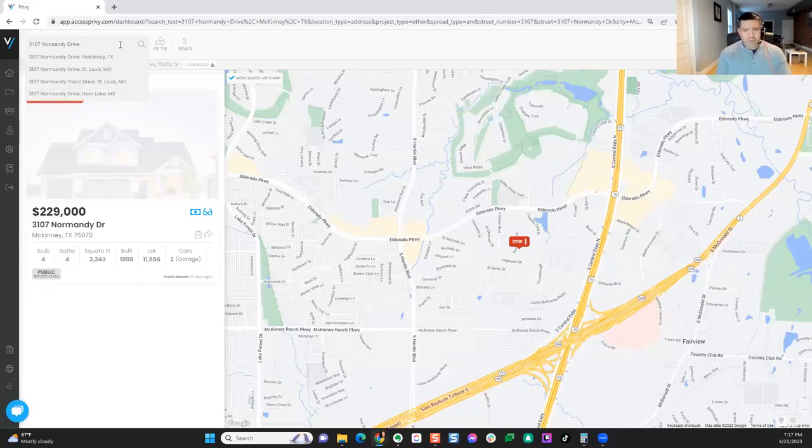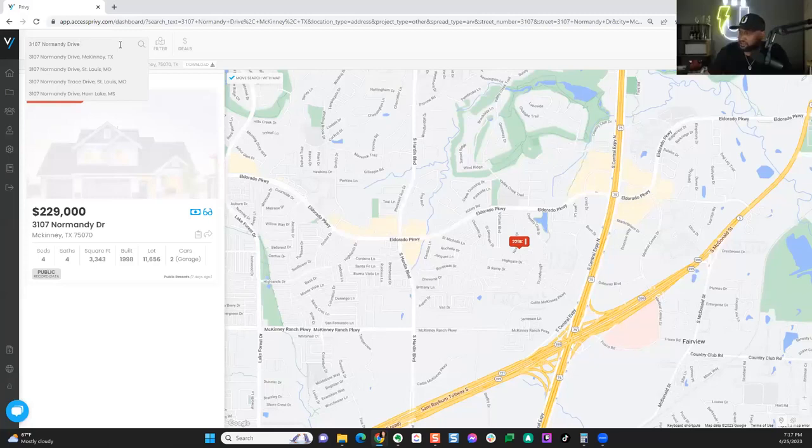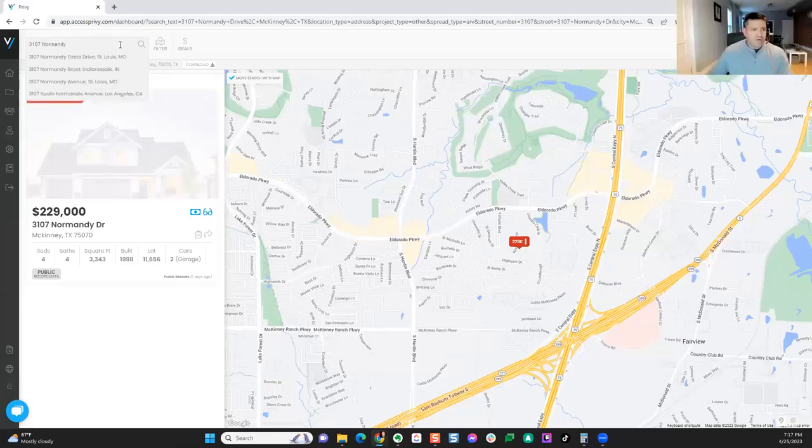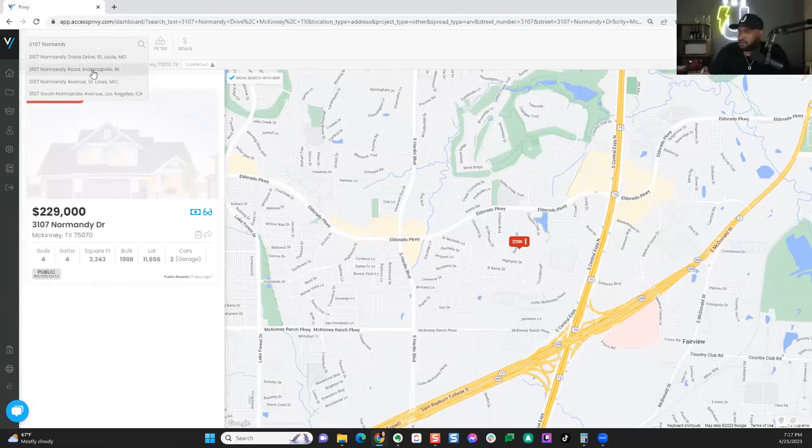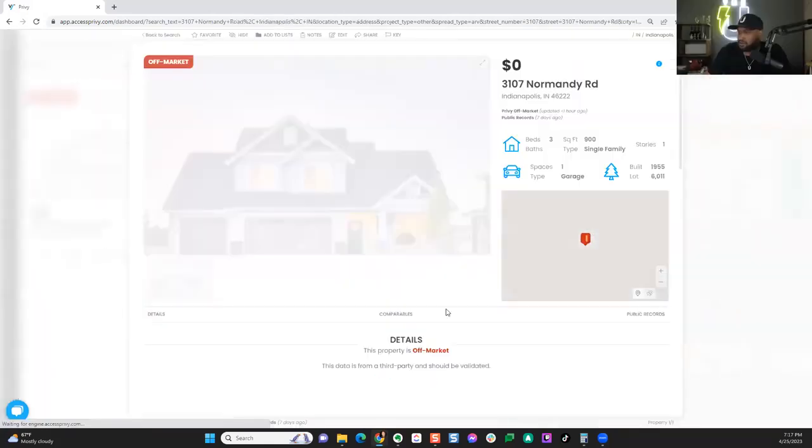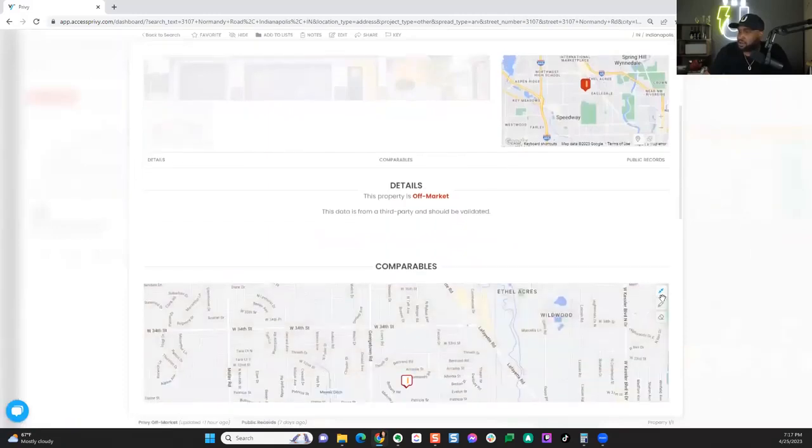Is it maybe street or place or something like that? Yeah, Cliff, come on, my guy. Give me a full address. Oh, here we go. Normandy Road. All right, there we go. So you're literally going to go in here, click on public records.